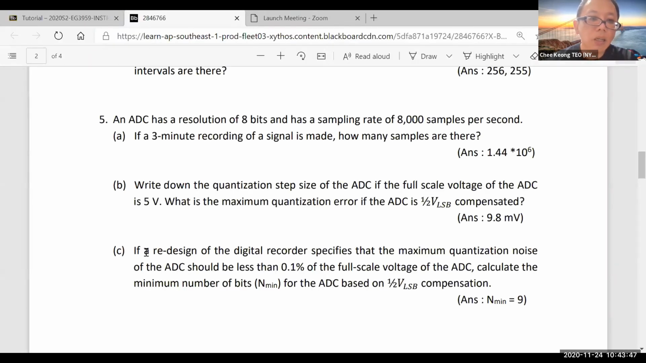Now C, he said redesign a digital recorder, specify the maximum quantization noise of the ADC should be less than 0.1% of the V full scale of the ADC. Calculate the minimum number of N bits for the ADC based on half VLSB compensation. Well, it looks and sounds very complicated. Let's dissect each one of them individually. So let's go to the blank page and share.